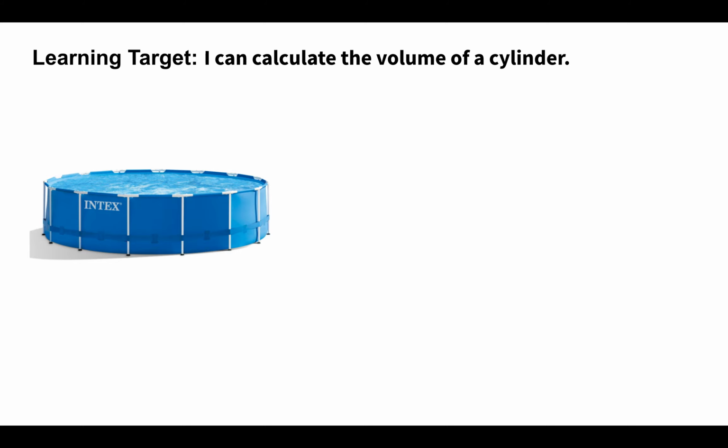So let's calculate the volume of a cylinder. In order to do that, you need to know either the radius or the diameter, because remember they're connected. If you know one, you know the other. And you have to know the height.